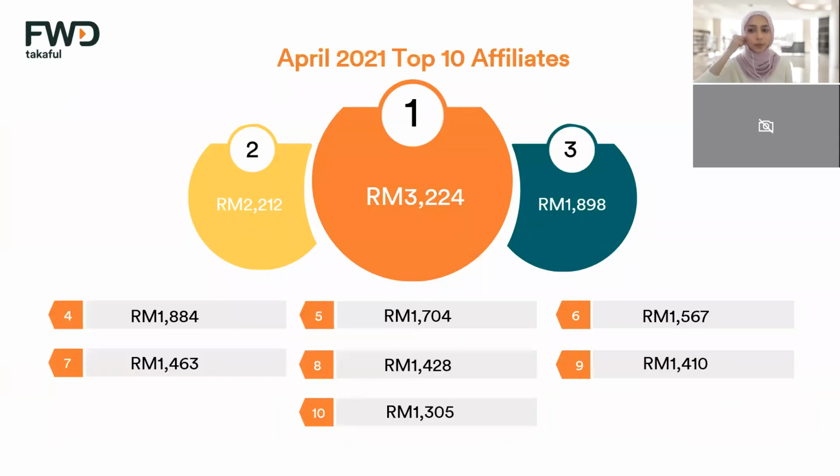Okay, so here's just a little bit of insight on how much our top 10 affiliates made for April 2021. You can see here, our number one affiliate was able to make about 3,000 ringgit just in April. And even the number 10 made about 1,000 ringgit in April.